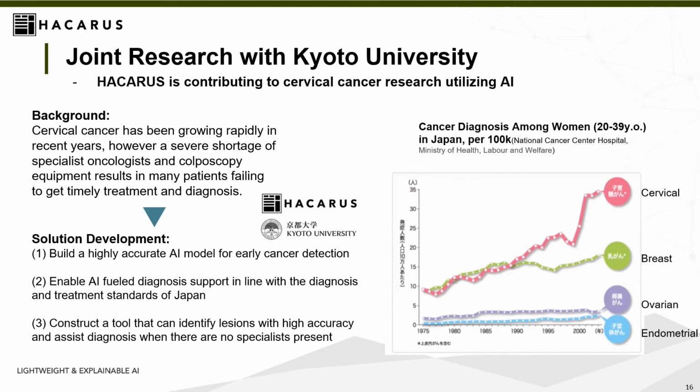To remedy this resource gap, HACARUS and Kyoto University aim to digitize specialist oncologists' know-how, and during the joint R&D project, the 2 parties will develop a solution as following. Firstly, a highly accurate AI model for early cancer detection using colposcopy video data will be built. Then, AI-fueled diagnosis support in line with the diagnosis and treatment standards of Japan will be enabled. Finally, a tool will be constructed that can identify lesions with high accuracy and assist diagnosis of tissue sampling in facilities where specialists are not present.